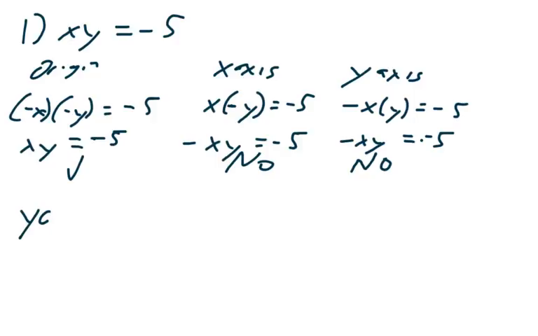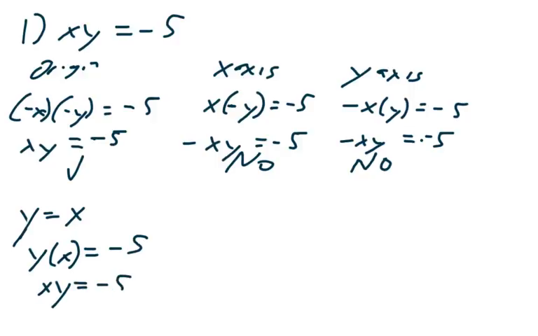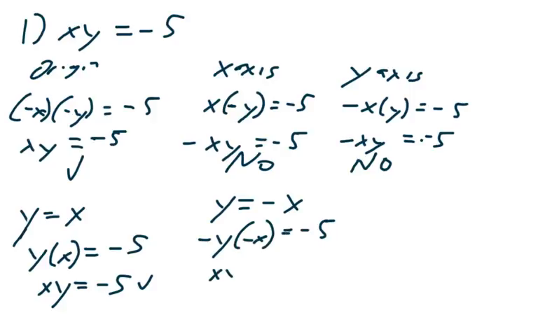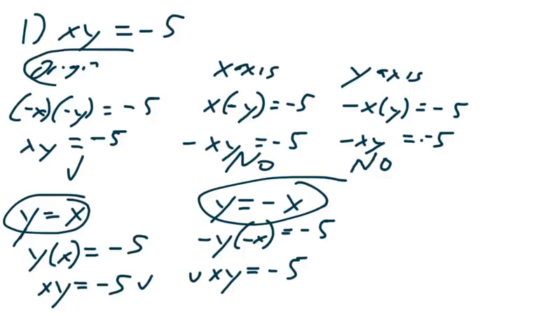For the line y equals x, we change x and y. So, since order does not matter when we're multiplying, we got that one. The line y equals negative x, we got negative y times negative x equals negative 5, which gives us xy equals negative 5. So this is my answer, this is my answer, and the origin is my answer.